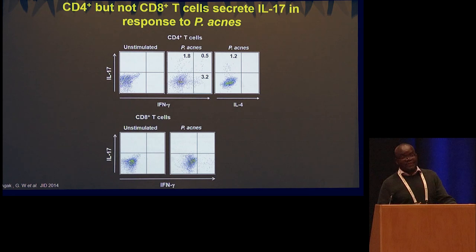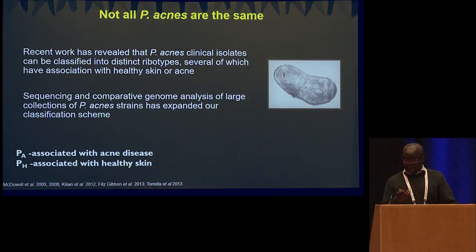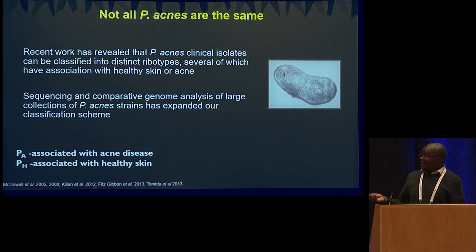So these are the early studies that we did, using the lab strain, but now we have new data that has shown that not all P. acnes are created equal. So we have recent data from the works of McDowell and Fitzgibbon, and we know that if you sequence these strains, the studies have revealed that P. acnes clinical isolates can be classified into distinct ribotypes, several of which have been associated with healthy skin. So these are strains that are mainly found on people with healthy skin, and then we have certain strains that are mainly found on people with acne disease. And this is mainly from sequencing and comparative genome data.